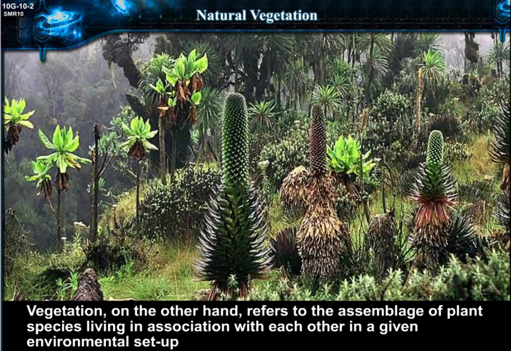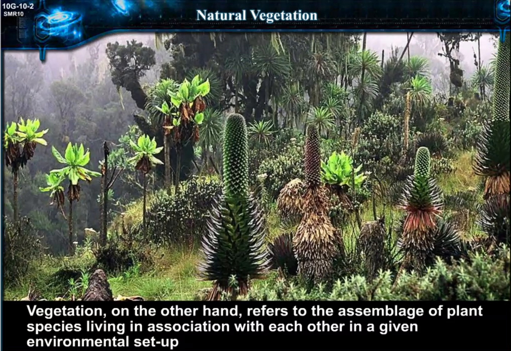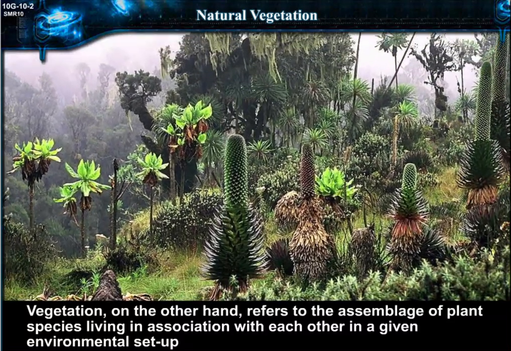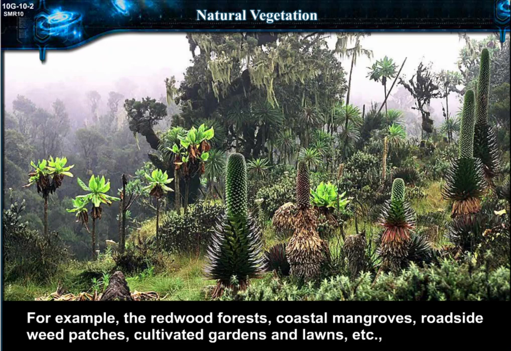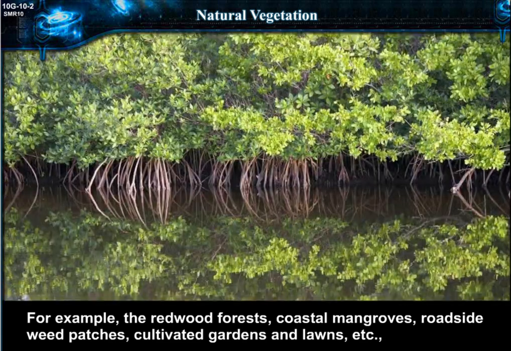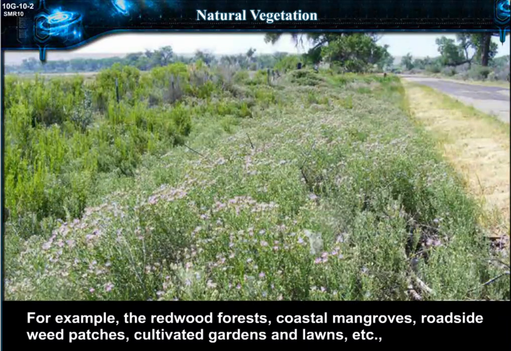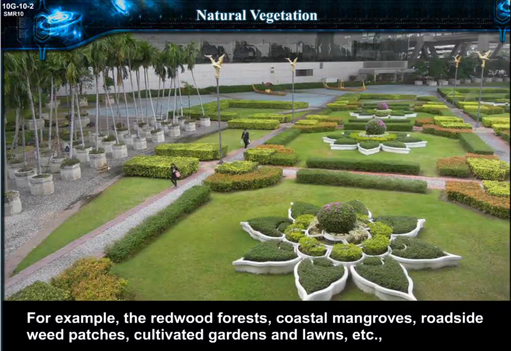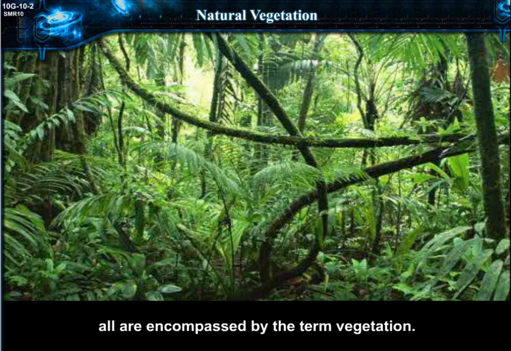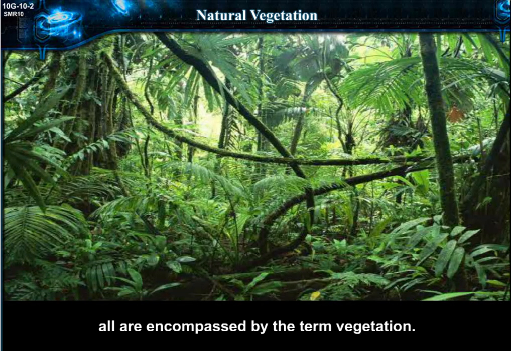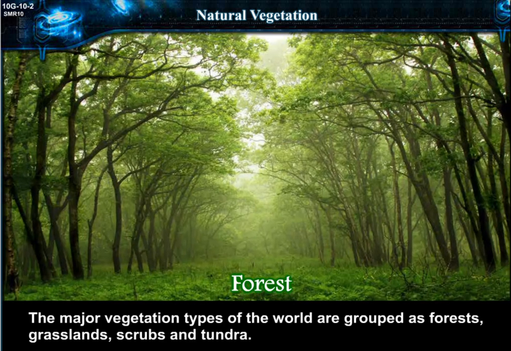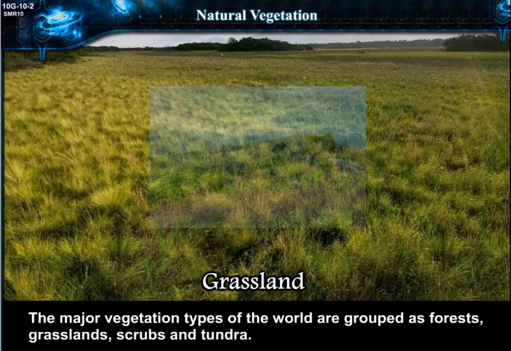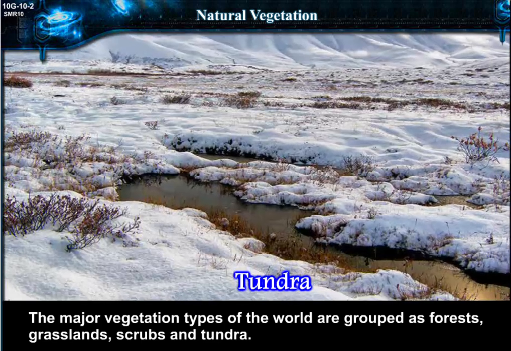Vegetation, on the other hand, refers to the assemblage of plant species living in association with each other in a given environmental setup. For example, the redwood forests, coastal mangroves, roadside weed patches, cultivated gardens and lawns, etc., all are encompassed by the term vegetation. The major vegetation types of the world are grouped as forests, grasslands, scrubs, and tundra.